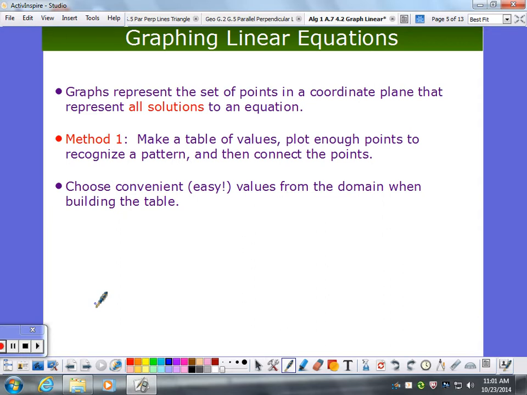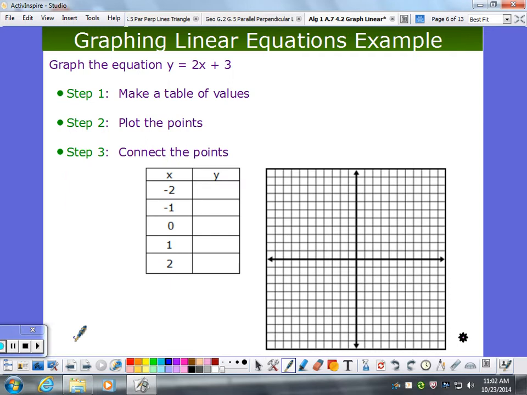We're going to learn 3 different ways how to graph lines, and today we're only going to learn 1 way. You already know how to do it pretty much. We did it last time: make a table of values. We can do that.